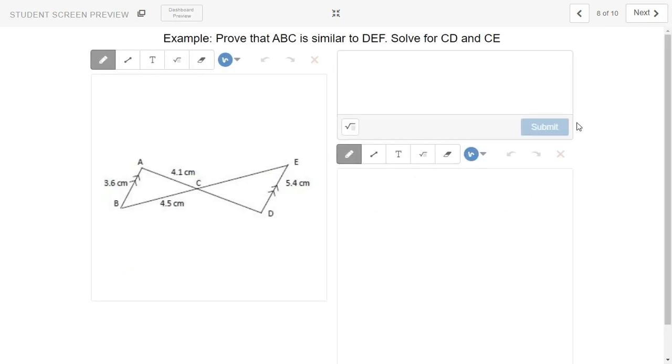Right, another example. We need to prove that ABC is similar to DEF. Solve for CD and CE. Now, just a quick recall.